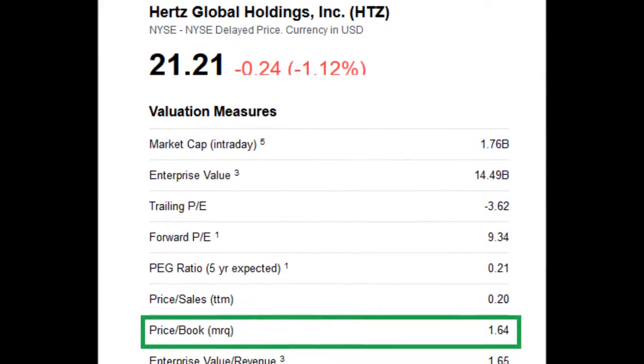Using this sort of stock valuation method is particularly good with companies that have a lot of tangible assets, like a lot of things that you could take and sell off into the market as an individual piece of equipment or asset or something.